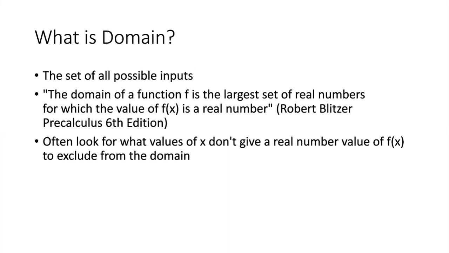If we have a set of ordered pairs, the domain of that set is going to be all of the x values. If we have a function, f of x, and we just have an equation for it, the domain of the function is the largest set of real numbers for which the value f of x is a real number. This is the quote from your textbook, but pretty much it's the values of x that make f of x a valid function.